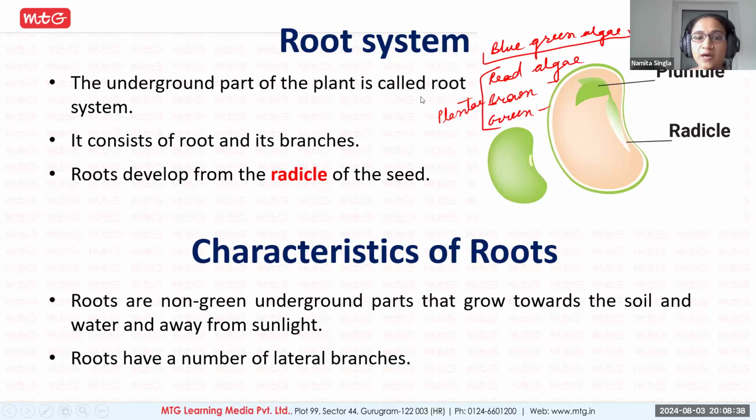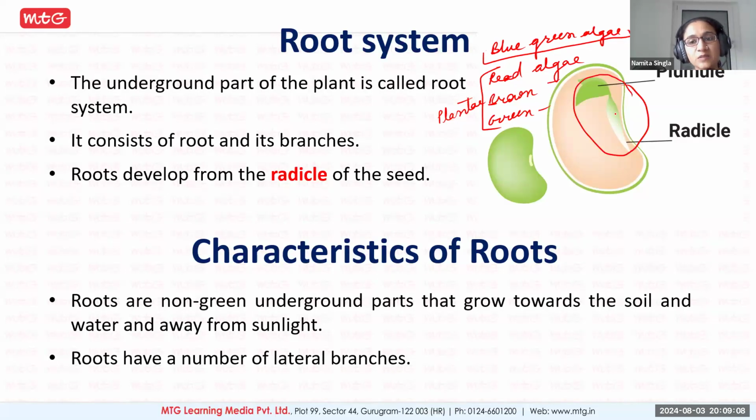Okay, the underground part of the plant is called the root system, which comprises the root and its branches. Roots develop from the radical part of the seed. So radical and plumule are two very important terms you should know. This is a split open seed shown in this picture. See, this is a complete seed. If you soak it in water, remove its covering and split it open, like rajma seeds or gram seeds, you can clearly see this structure, that is the embryo which is present inside the seed.